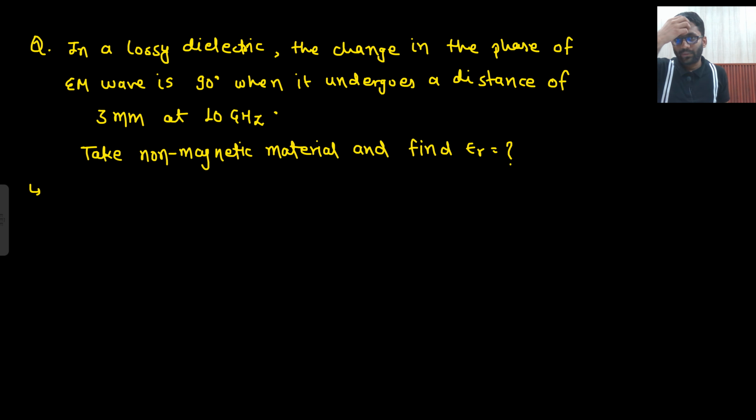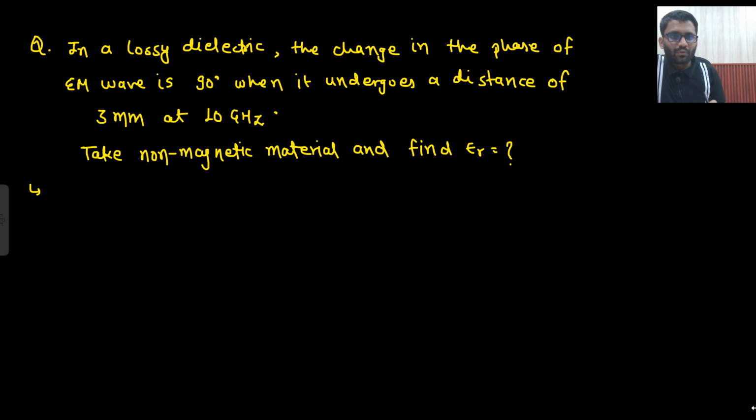Let's see this one. Again, solve it using your simple conceptual understanding. Don't go too much into formula. Once you see the question, you will realize whether I need to go into formula or not. So in a lossy dielectric, the change in phase of EM wave is 90 degree when it undergoes a distance of 3 mm at 10 gigahertz. Take non-magnetic material, and you need to find the value of epsilon r.